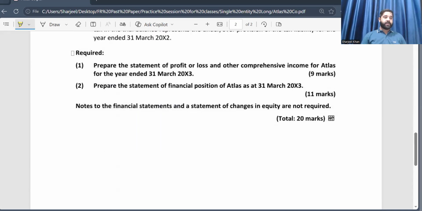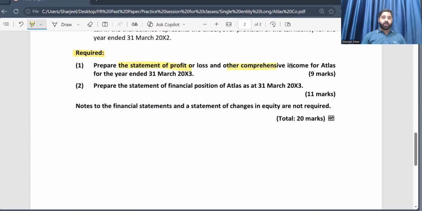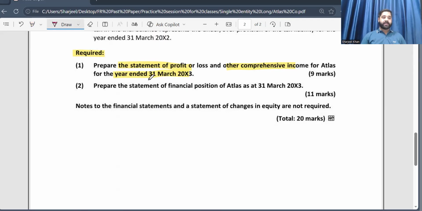Two requirements. Requirement A, prepare the statement of profit or loss and other comprehensive income for Atlas for the year ended 31st March 2023. The year end for the Atlas is 31st March 2023, and the marks for this part is 9 marks, right? Remember the year end is 31st March 2023. So the year start will be 1st April 20x2.